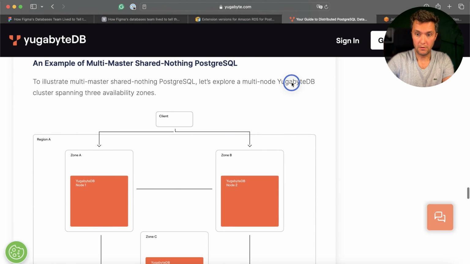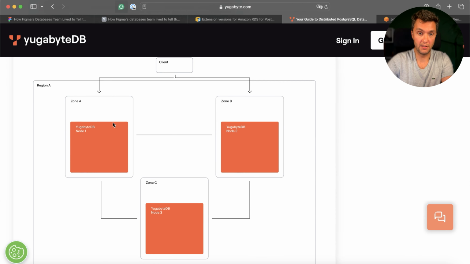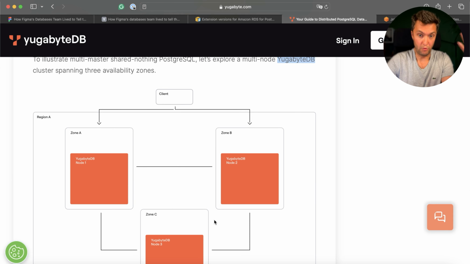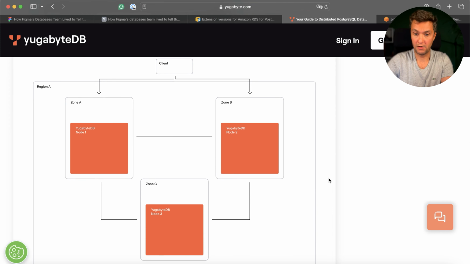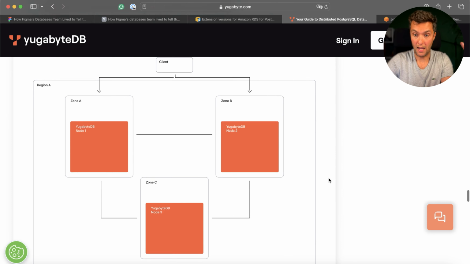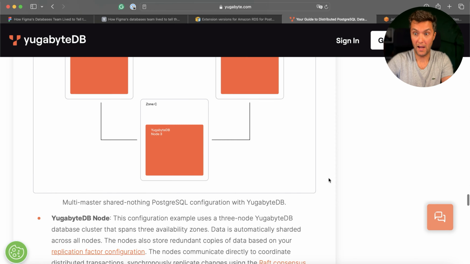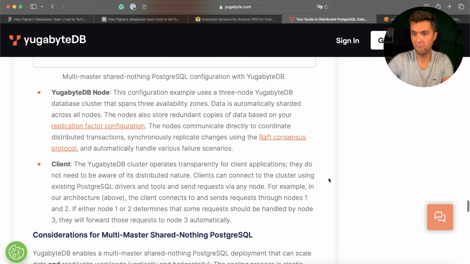And another solution that is also very reasonable for the Figma team is multi-master shared nothing Postgres. In this case, I'm talking about YugabyteDB, a distributed PostgreSQL. This is a distributed database that is built on Postgres, and in this configuration, you just deploy a multi-node database cluster, and then your application connects to any of these nodes and executes requests. This solution supports distributed transactions, joins, it automatically reshards your data, and so on. So these are the different options that exist in the Postgres ecosystem, and the Figma team might use one of them.